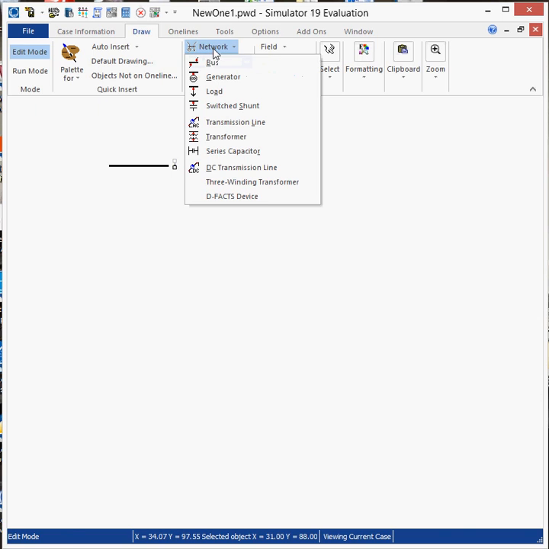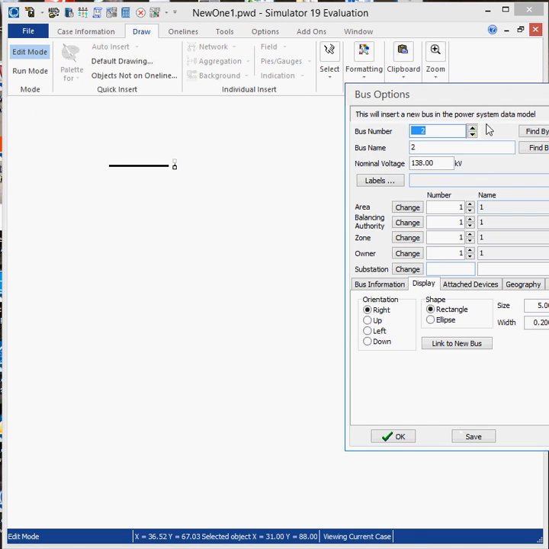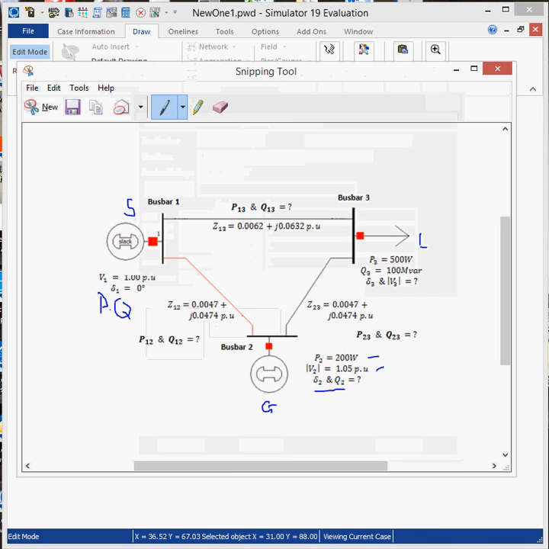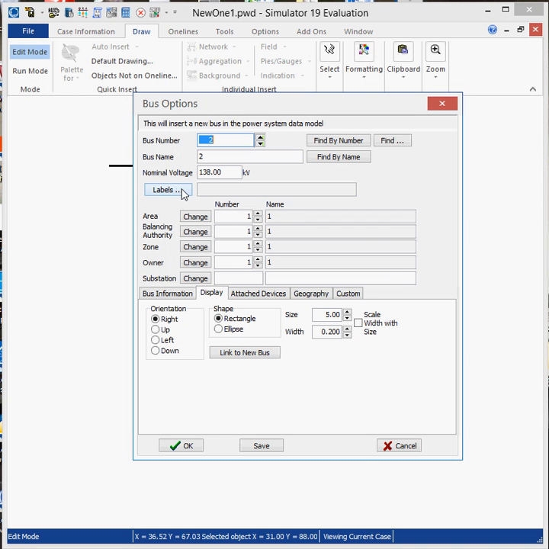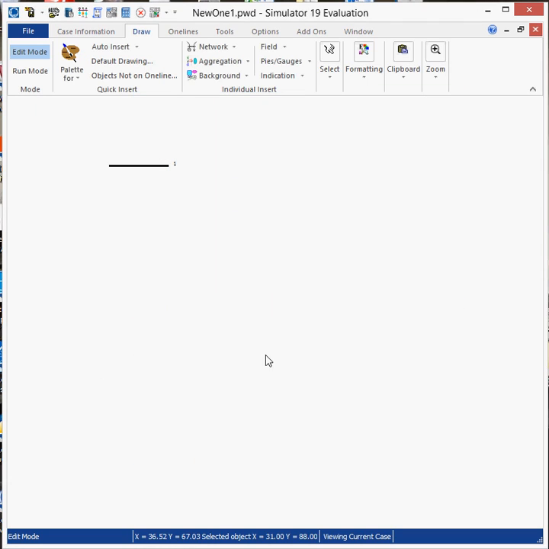Right. So the second bus is actually a PV bus. For the PV bus the rated voltage is 1.05. So you need to put some information here, 1.05, and then just click OK.